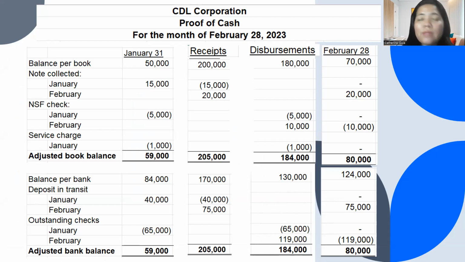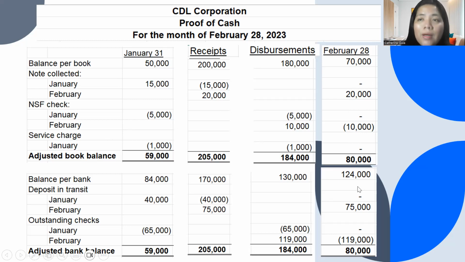So what did you notice? The same balance, 184,000. If you cross-put and you put the 80, you will arrive at 80,000. Meaning 70,000 plus 20,000 minus 10,000 is 80,000. Cross-put: 59,000 plus 205,000 minus 184,000 is 80,000.